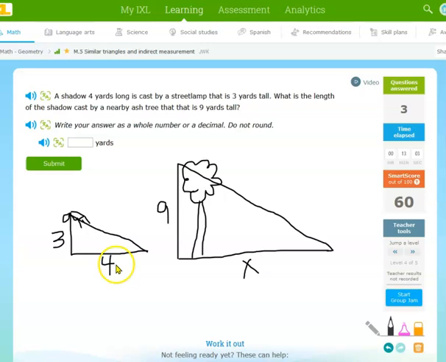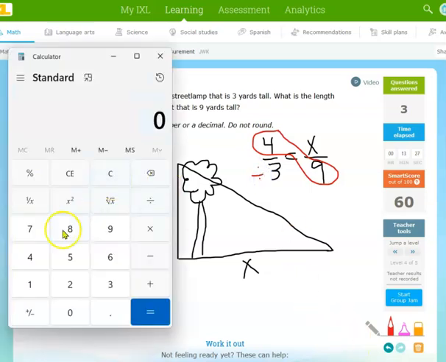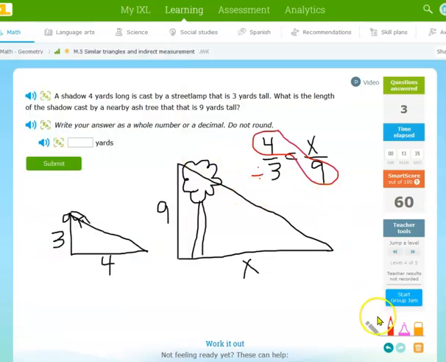I'll put it up here. I'm going to do base over height equals base over height. You could also use scale factor for this one. Do 4 times 9 and then divide by 3. Multiply those numbers that are across from each other and divide by 3, and we get 12. Okay, and that makes sense. That seems reasonable that the shadow would be 12.